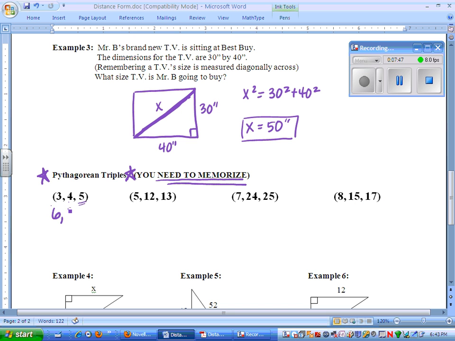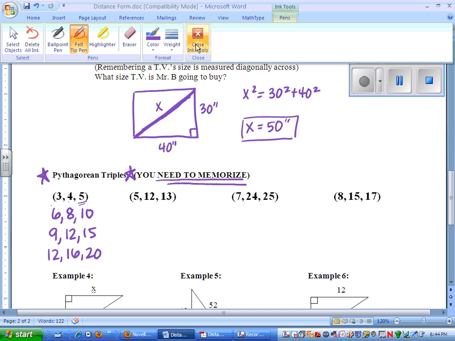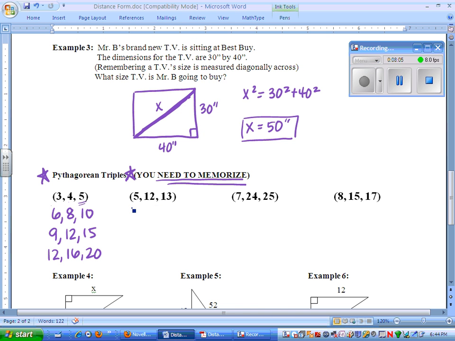So 6, 8, and 10 will work. I'm multiplying all these numbers by 2. Similarly, I can multiply them by 3: 9, 12, 15 will work. 12, 16, and 20 will be the hypotenuse. Let's change the color and move on to 5, 12, 13. If I multiply by 2, I get 10, 24, 26; 15, 36, and 39; and 20, 48, and 52. All these are sides of a right triangle.